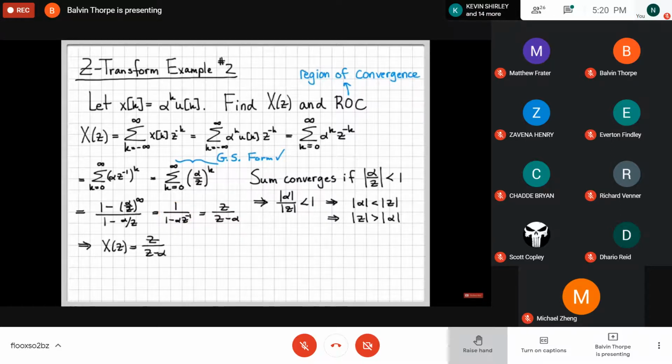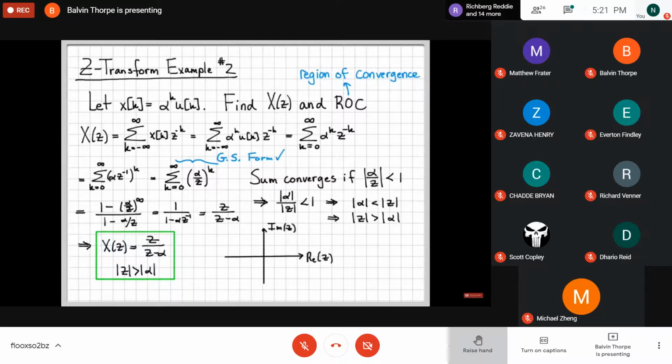So what we've done is we have solved for X of z. We have found that X of z is equal to z over z minus alpha for all values of z whose magnitude is greater than the magnitude of alpha. So there is our answer. That's our z transform, and this quantity here is the region of convergence.